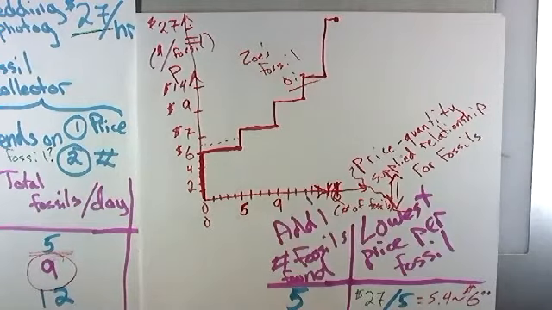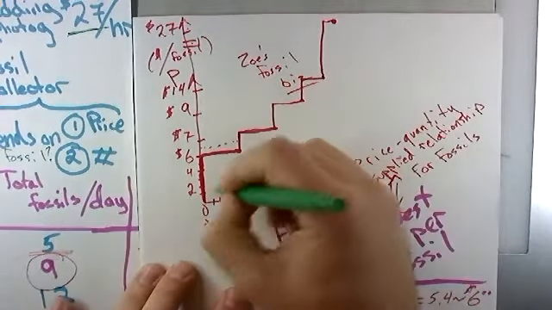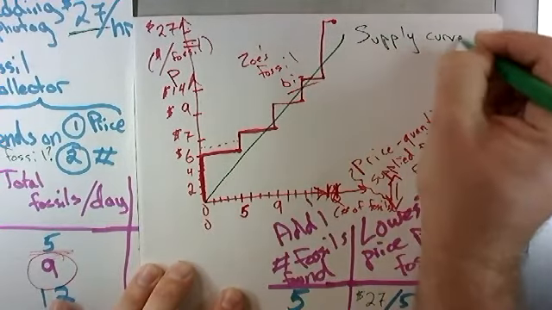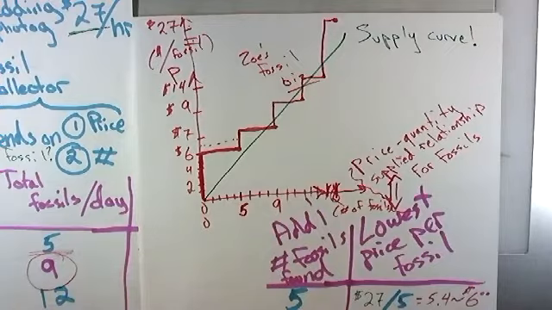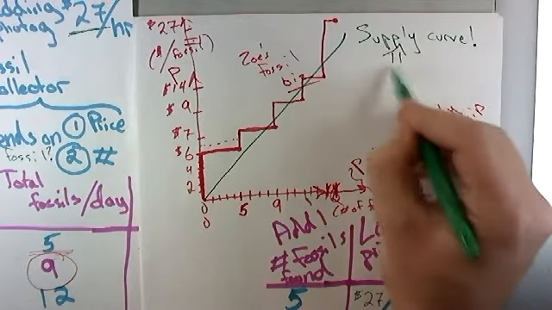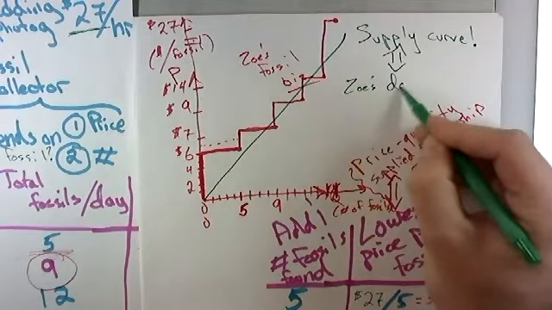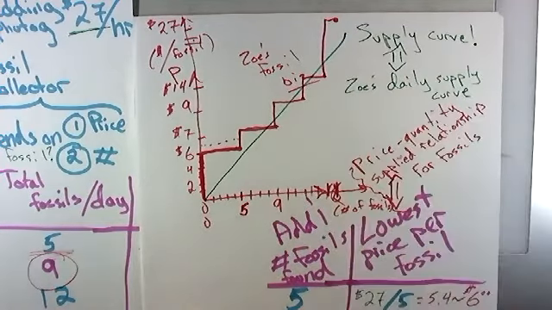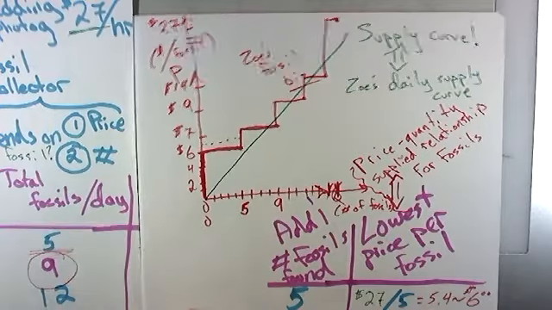And so, what does this thing look like, right? It's upward sloping. It's talking about how much an individual person would provide, right? So this thing looks like a supply curve. That's exactly what we are figuring out. This is Zoe's daily supply curve. Questions on that? Cool. All right, moving right along.